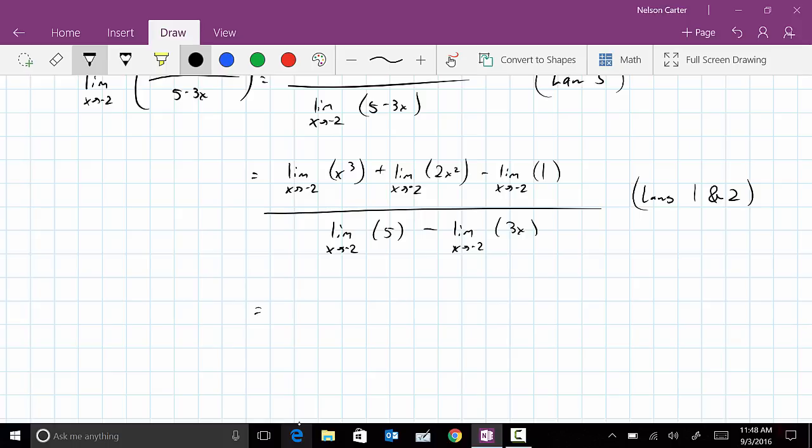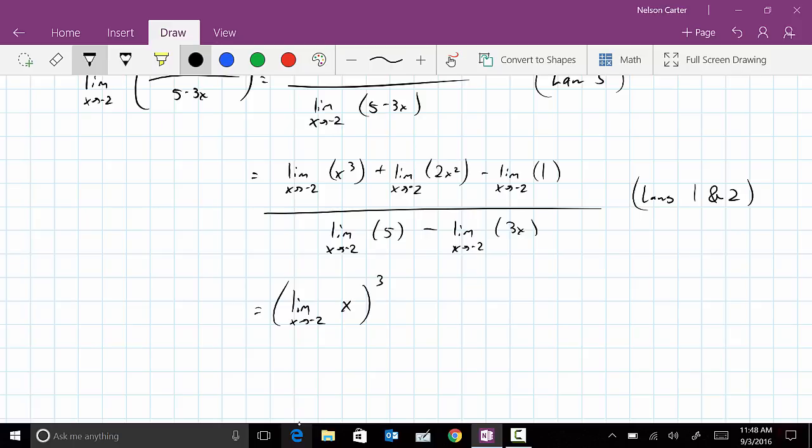And now we can pull our constants out. So we've got the limit as x approaches -2 of, first of all, I'm going to use something on this first part. This has no constant, so this is the limit as x approaches -2 of x, and then all cubed. That's using law 6, right? Yeah. So this is using law 6.